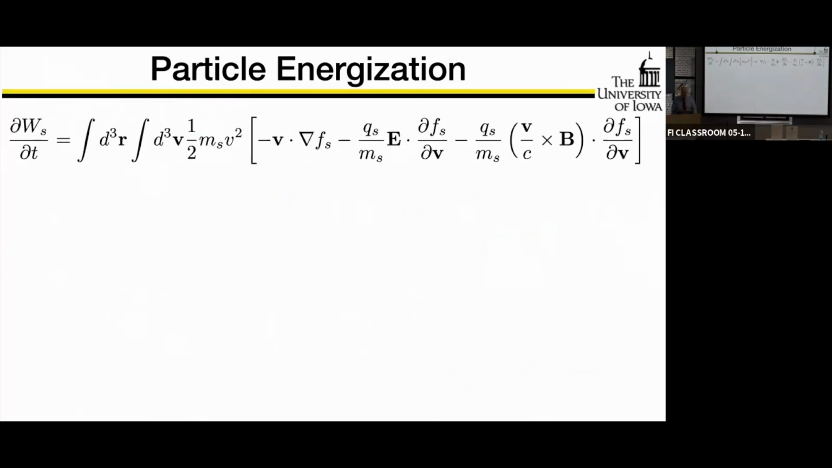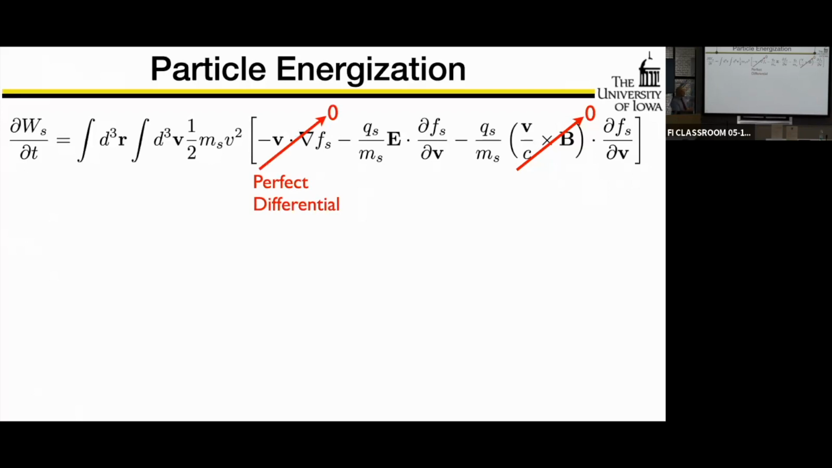Okay, now this equation has 3 terms, but the last term, which is the effect of the magnetic fields on the particle energy, is 0 when you integrate over velocity space. It's simply a consequence of the fact that magnetic fields can do no work on particles.